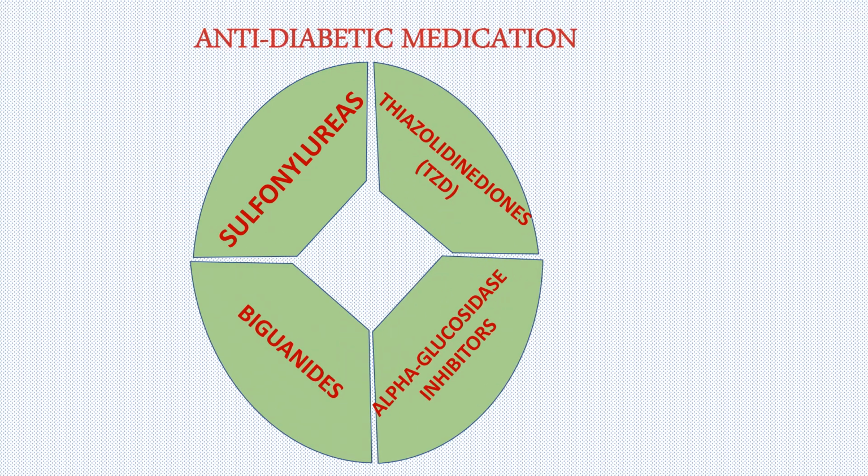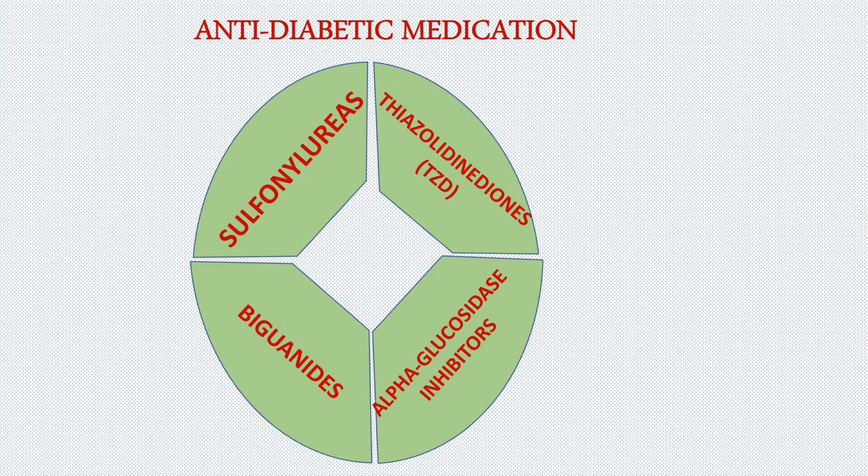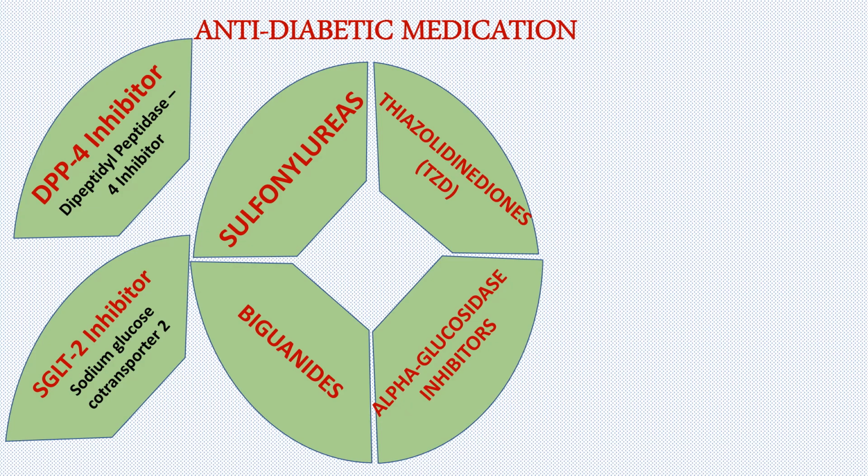Okay, to start with, I want to present to you the different classifications of antidiabetic medications. Like we have the sulfonylureas, we also have the thiazolidinediones or the TZD, we have the biguanides, alpha-glucosidase inhibitors. We also have the DPP-4 inhibitor or dipeptidyl peptidase 4 inhibitor. We have the SGLT2 inhibitor or the sodium glucose cotransporter 2.